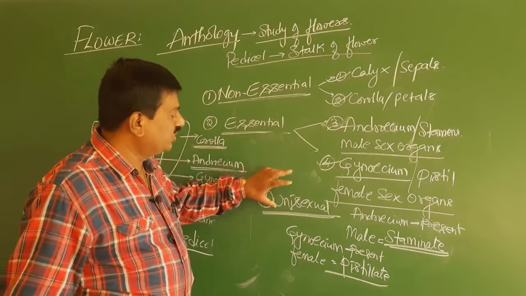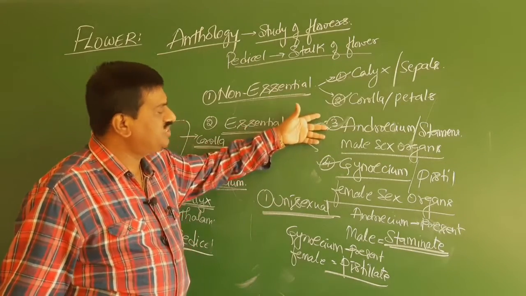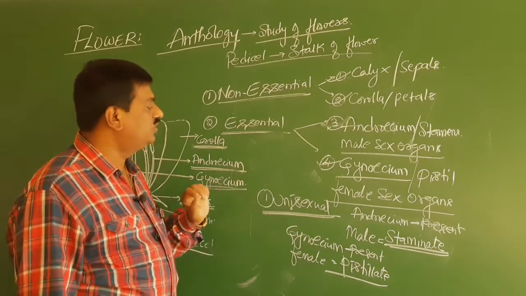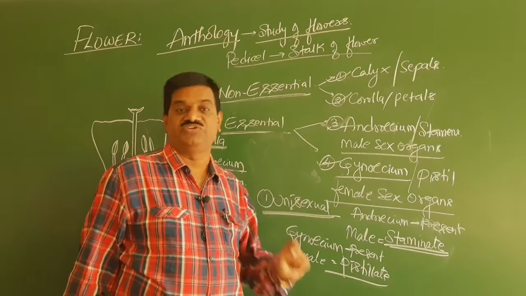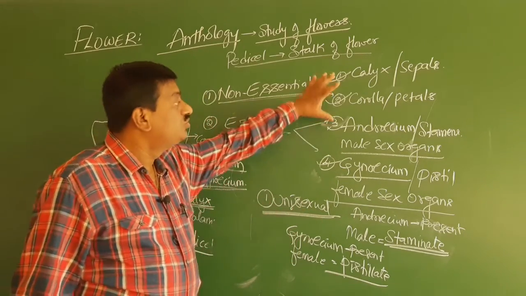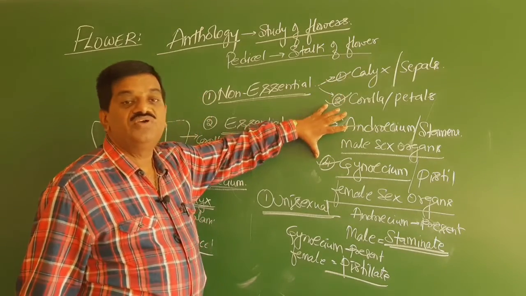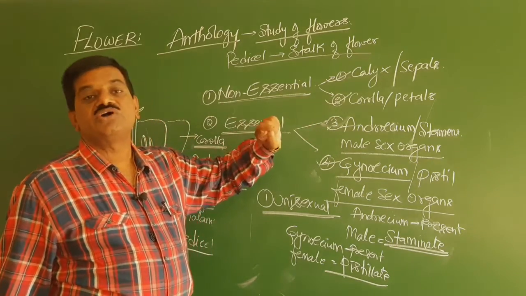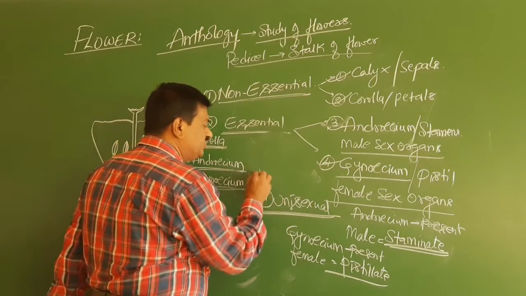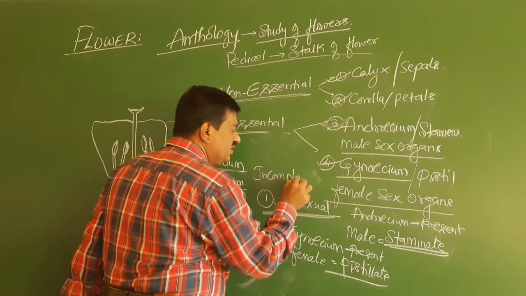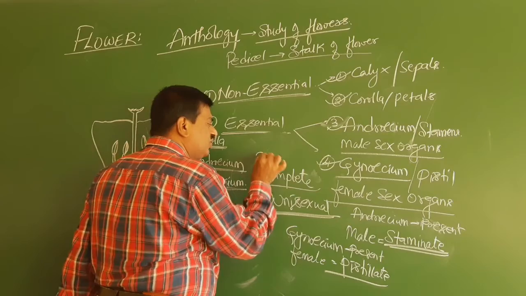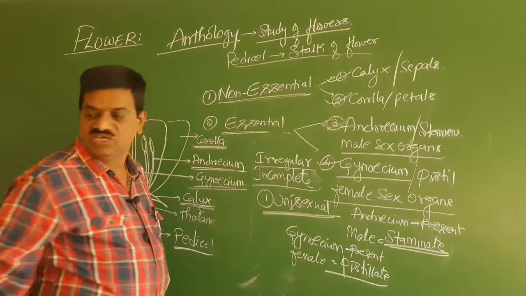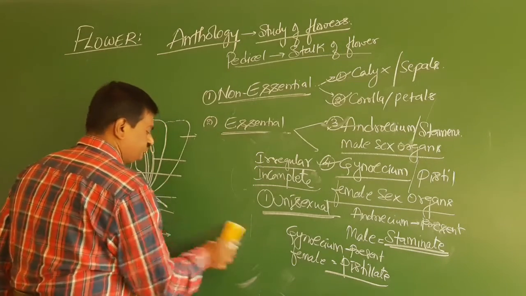Now, I was talking about unisexual. When only one of the two sexes is there, it is called a unisexual flower. And this flower is also called an incomplete flower. When all four parts are there in a flower, we use the word complete. If any one part is not there in a flower, it is called incomplete. So unisexual is called incomplete flowers, or it is called irregular flowers.